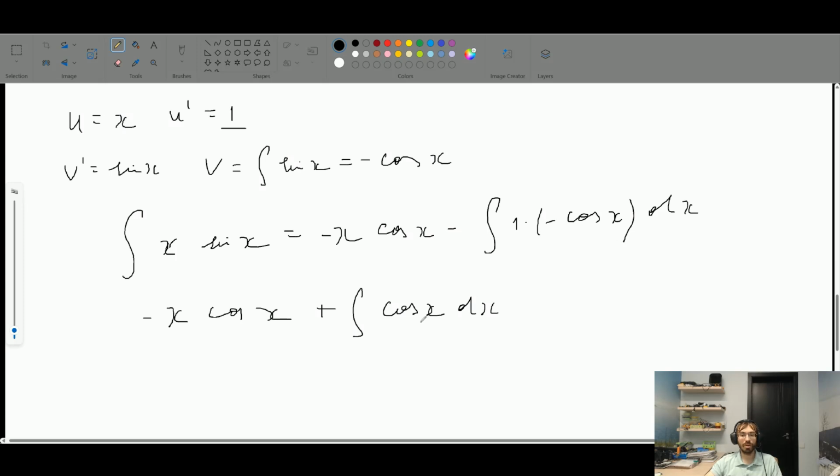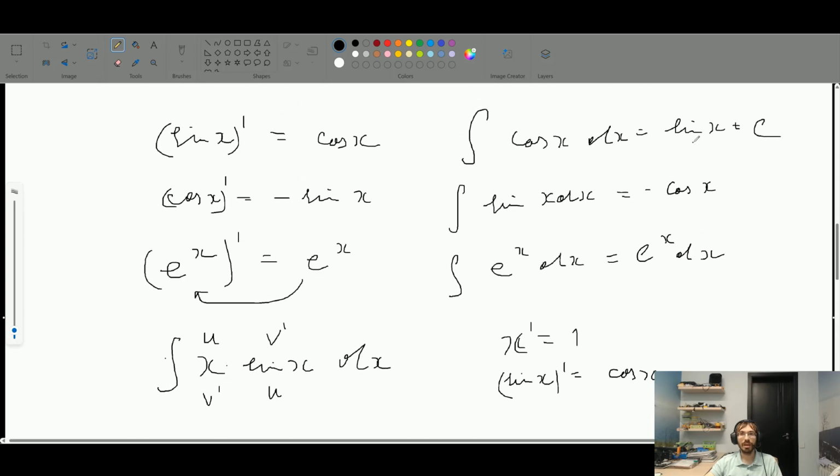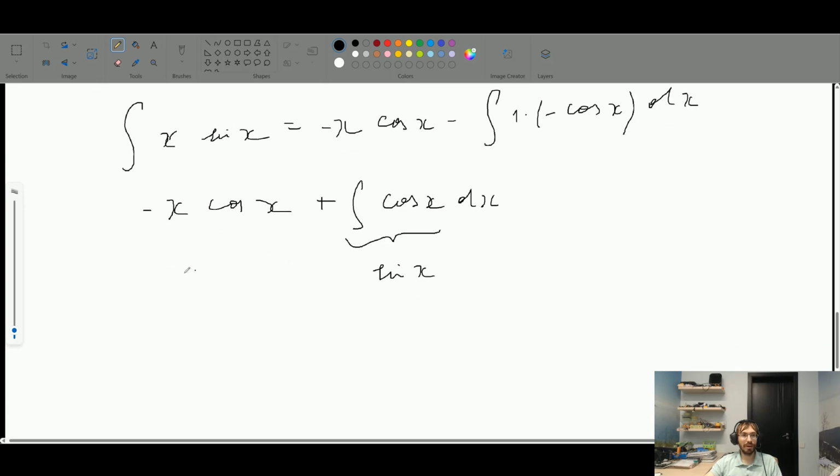And the integral of cos x is a much easier integral than x times something. So the integral of cos x is just sin x plus c. So I can replace that with sin x, and my final answer will be minus x cos x plus sin x plus c. So that's our first and simple integral solved through integration by parts.